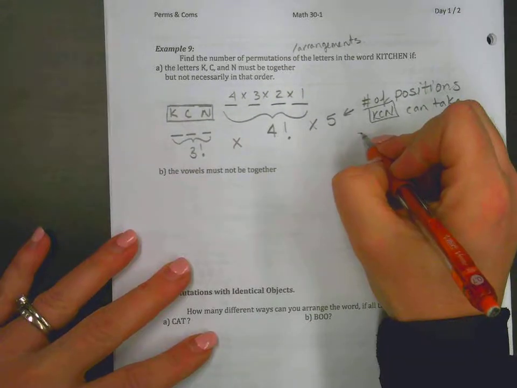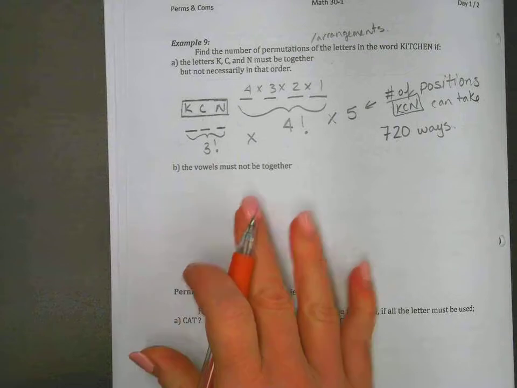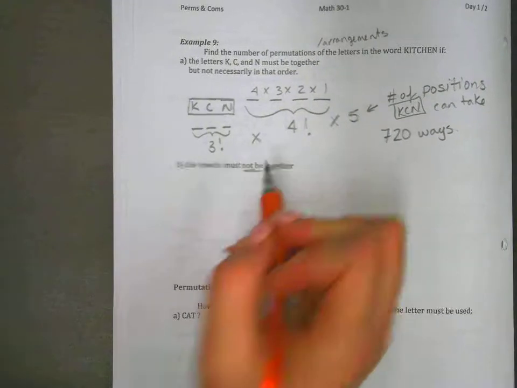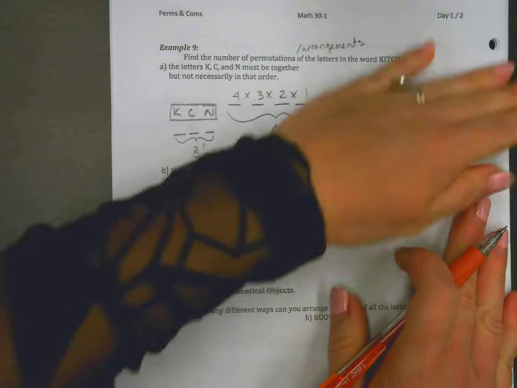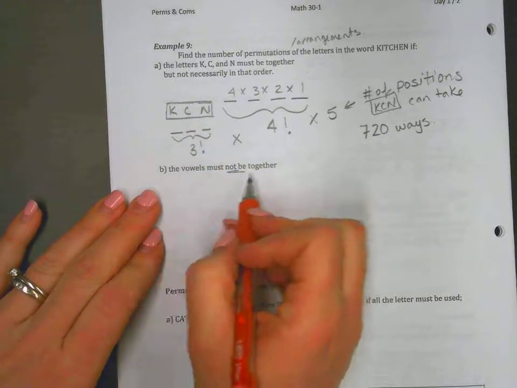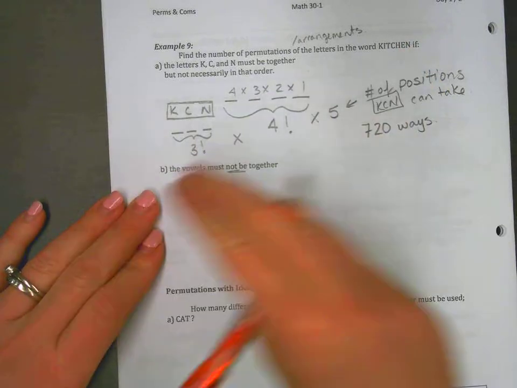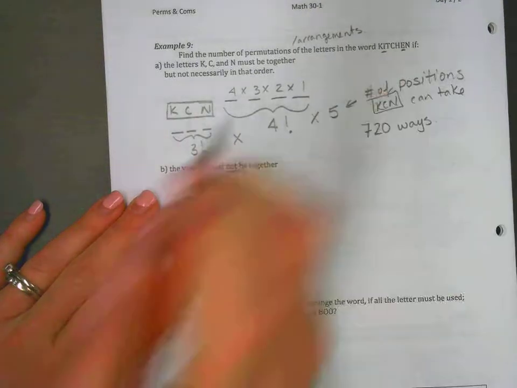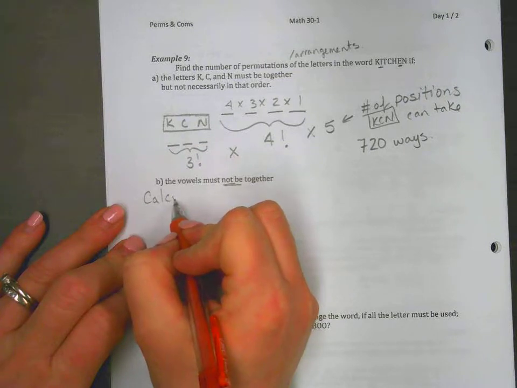All right, question B. It says, how many different arrangements of the word kitchen can be arranged if the vowels must not be together? There's honestly no other way to figure this out unless you actually found all the possible ways that the I and the E cannot go together. So what we're going to do is calculate this using what we call the complement.